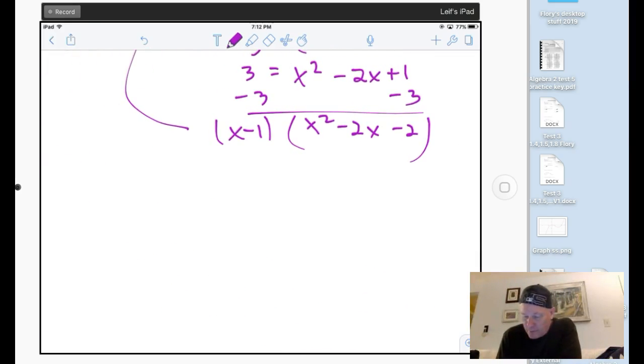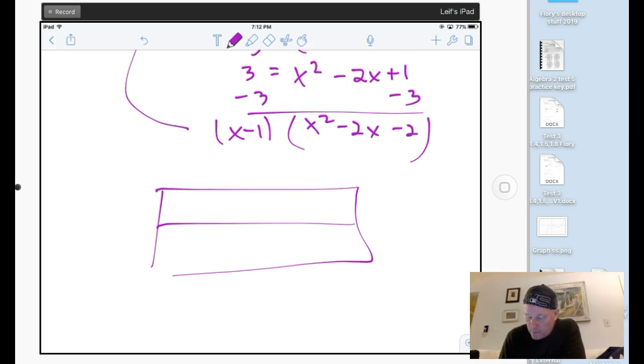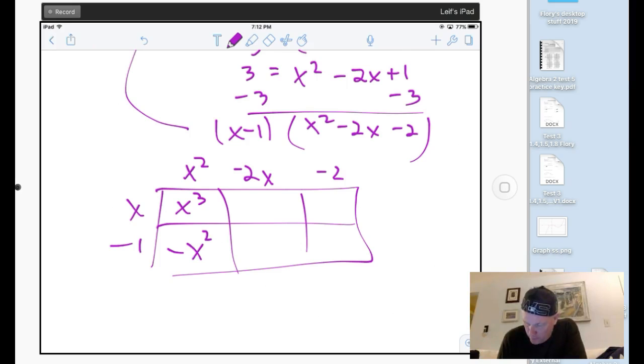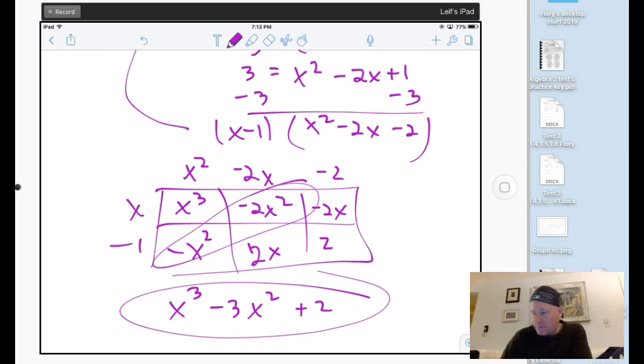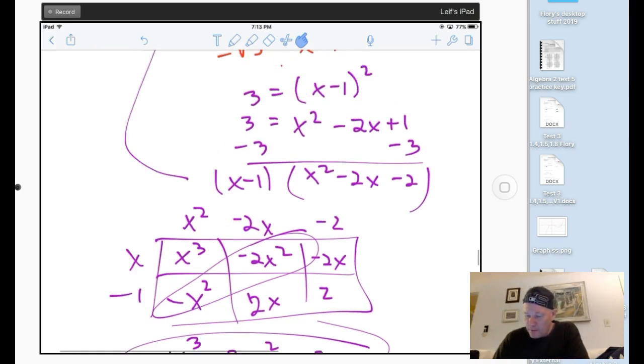where I'm going to get, let's see, if I do box x minus 1, x squared minus 2x minus 2, I get x to the third, negative x squared, negative 2x squared, positive 2x, negative 2x, and positive 2. All right, so if I combine some like terms here, I can combine those two together. X to the third minus 3x squared plus 2. And there's the answer. Okay, I know that one's a little tricky.